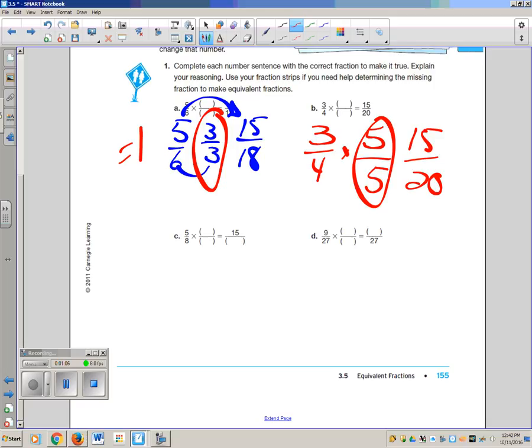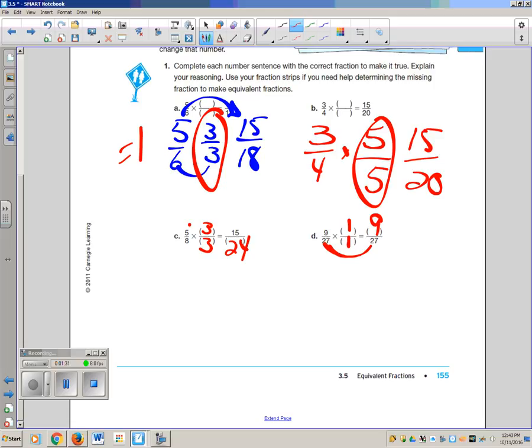5/8 times something is 15. 5 times what is 15? 3. I put 3 on the top, I've got to put 3 on the bottom. 8 times 3 is 24. 9/27. Notice the 27 doesn't change. 1 keeps it the same. If I put 1 on the bottom, I've got to put 1 on the top.